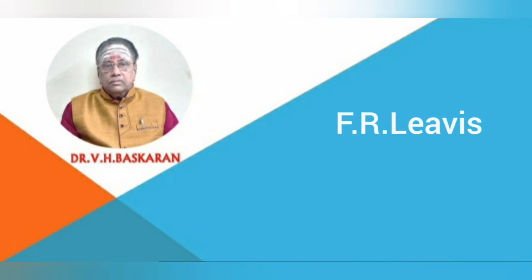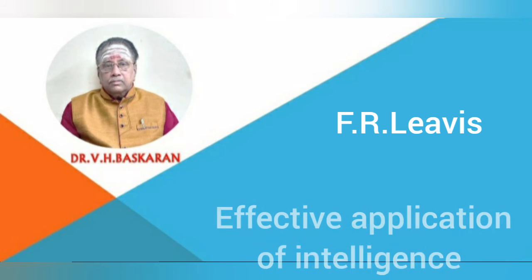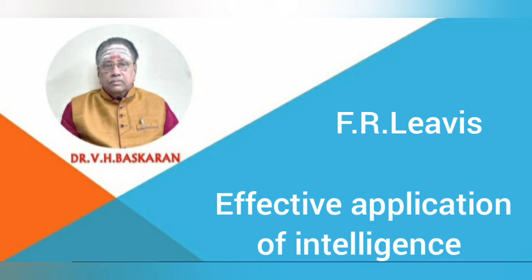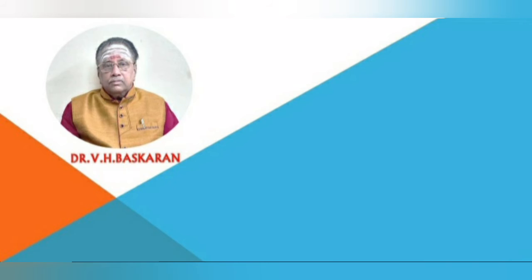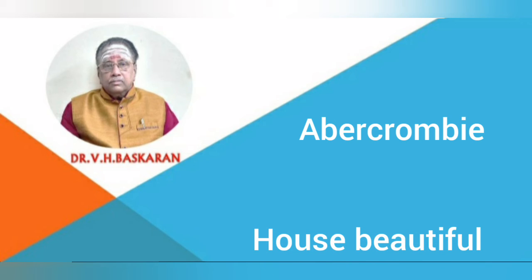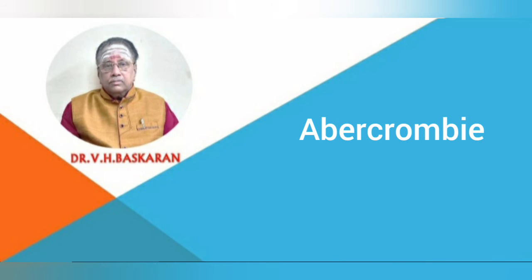F.R. Leavis does not associate himself with any school other than his own, and he belongs to the one-man school. In his opinion, criticism is the effective application of intelligence to literature. Abercrombie assigns to the critic the job of taking the reader to the house beautiful, removing the impediments on the way. He cannot aspire to be the interpreter of the house beautiful.